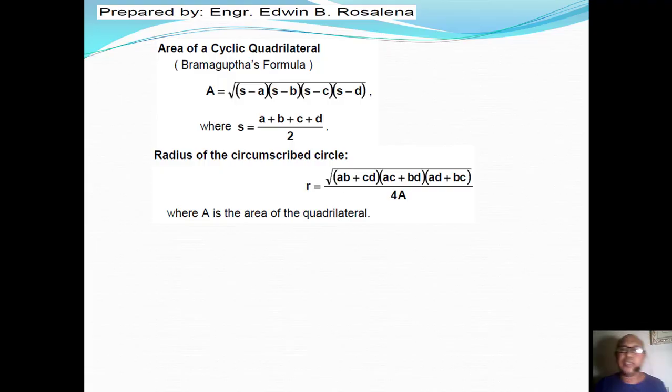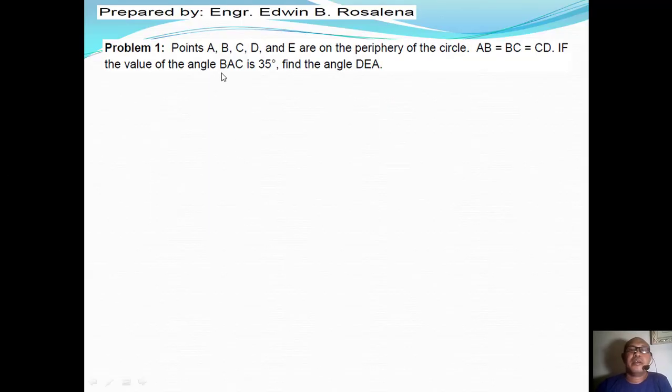Okay, so sample problem, we have here points A, B, C, D, and E on the periphery of the circle. So AB equal to BC equal to CD. So if the value of the angle BAC is 35 degrees, find the angle DEA. So again, when we have geometry, trigonometry problems, no? So these are all worded problems, and then we need to read and understand and then draw the figure correctly, no?